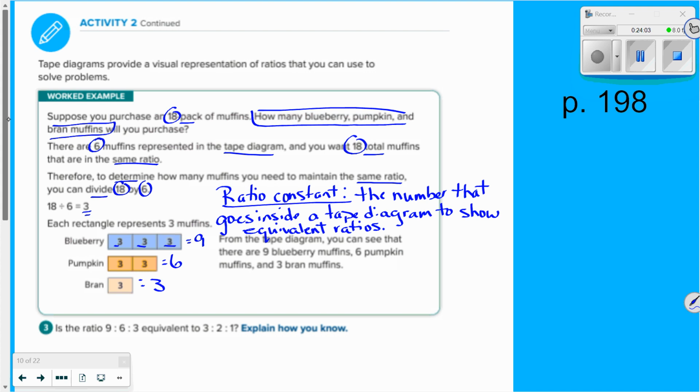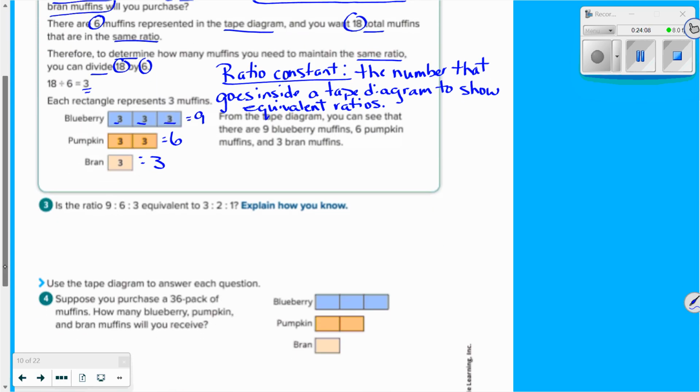They have to give you enough information to figure it out, or you can't solve the problem. Now, one of the big pieces on this is you have to be able to determine what they've given you. So if they told me just the pumpkin number, what would I divide it by to figure out my ratio constant? 2.